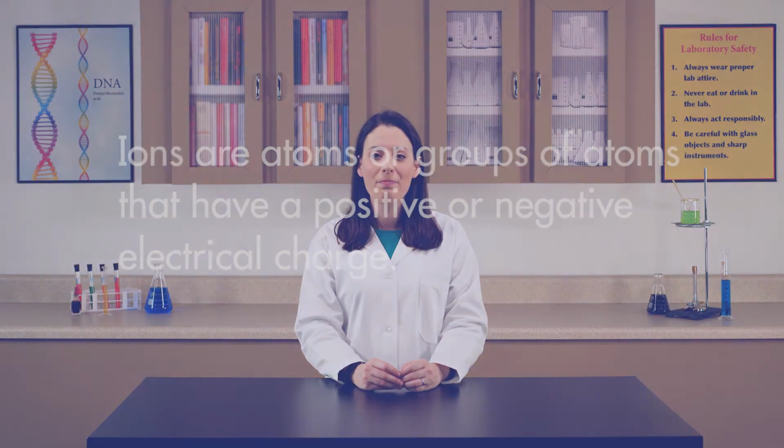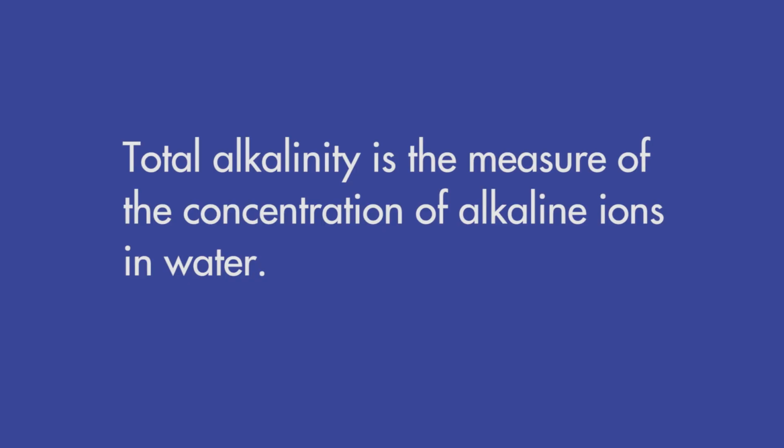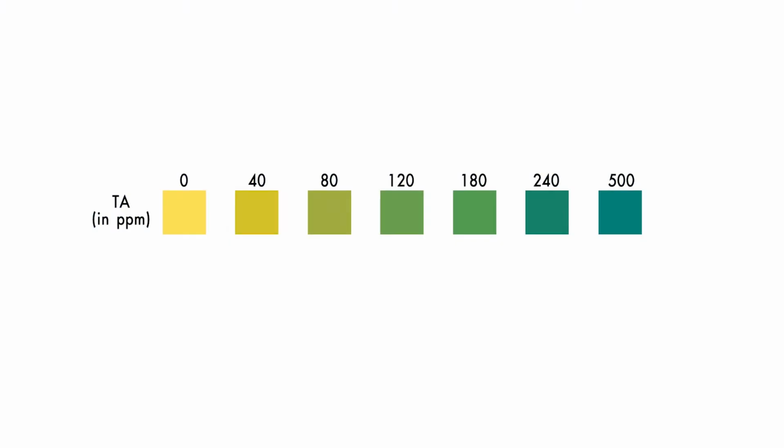When minerals dissolve in water, they form microscopic, charged particles called ions. Ions are atoms or groups of atoms that have a positive or negative electrical charge. Certain ions, such as carbonate, hydroxide, and bicarbonate ions, are alkaline and help neutralize acids in the water. The measure of the concentration of alkaline ions in water is called total alkalinity. Our test strips can measure total alkalinity of water from 0 to 500 parts per million.